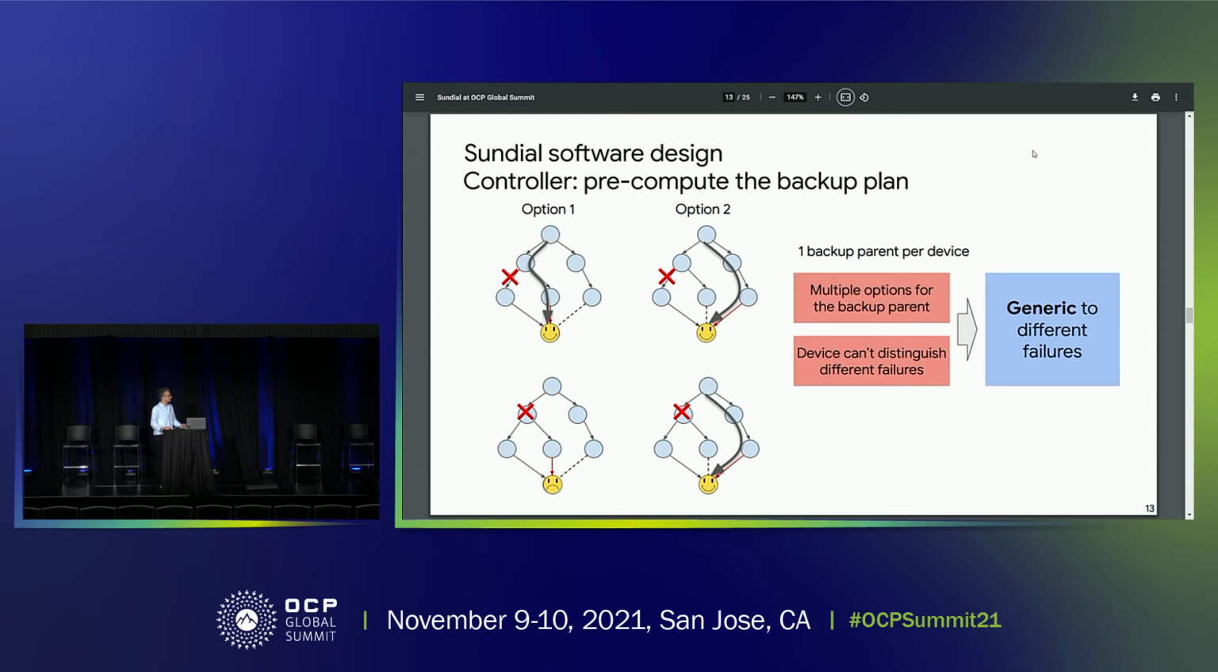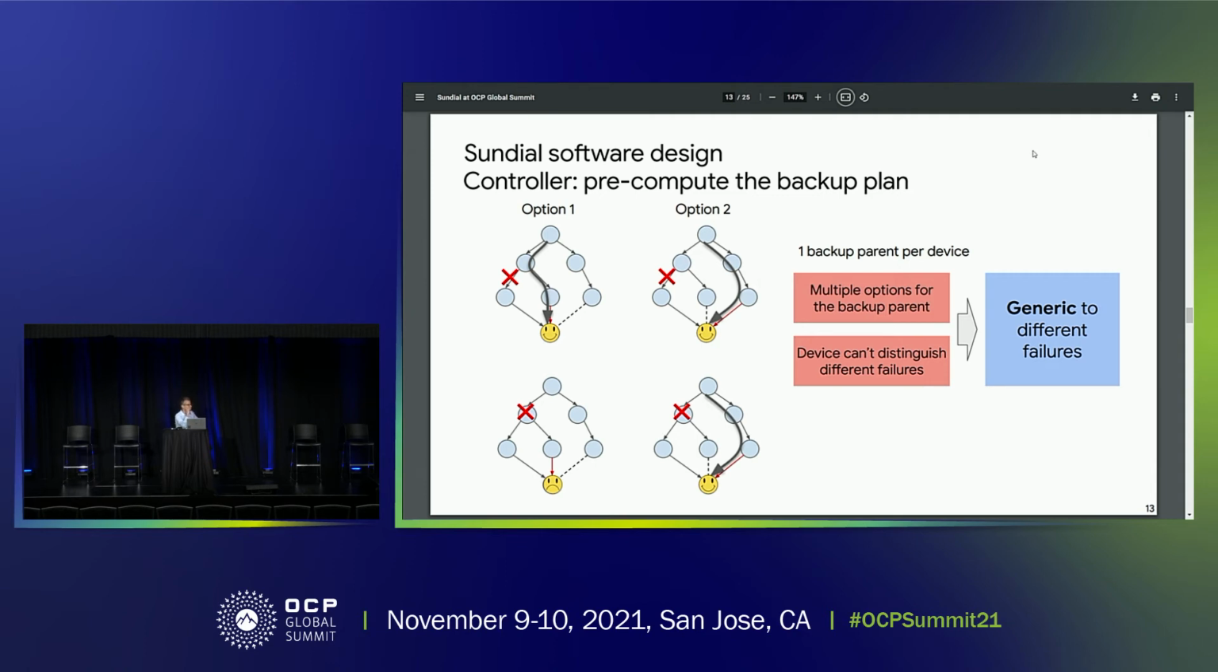The backup plan has one backup parent per device. Since we have a very large topology, there can be many choices for the backup plan for each device. Also, because the device cannot distinguish different failures, we have to choose a backup parent that is generic to different types of failures.